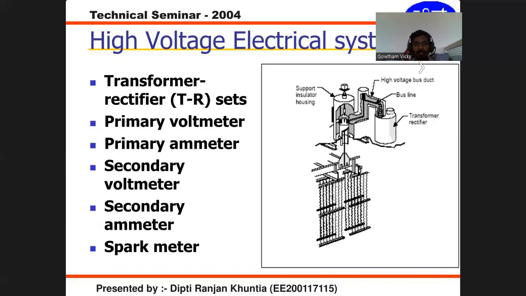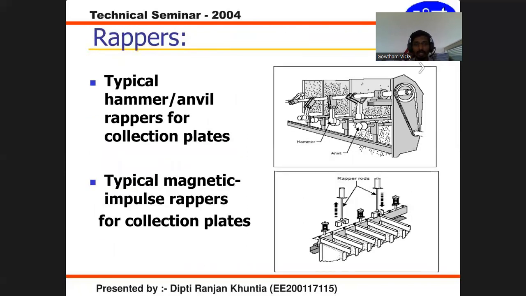Then high voltage bus ducts and then bus lines and transformers and the rectifiers. Then the wrappers. The wrappers should be available in the typical hammer and then underwrappers for collection plates, and the typical magnetic impulse wrappers for collection plates.